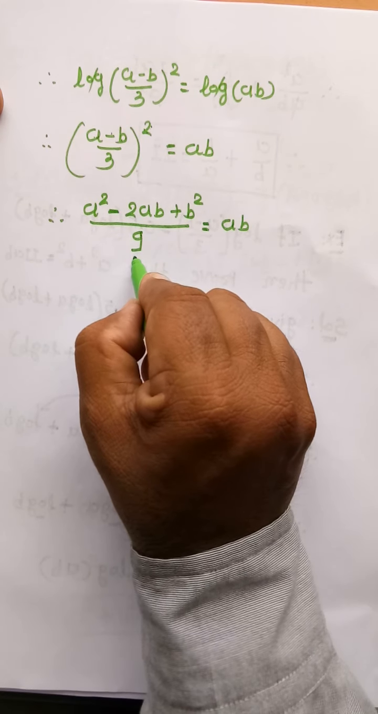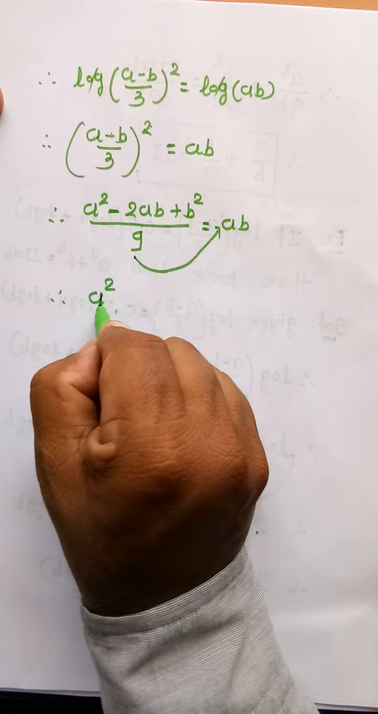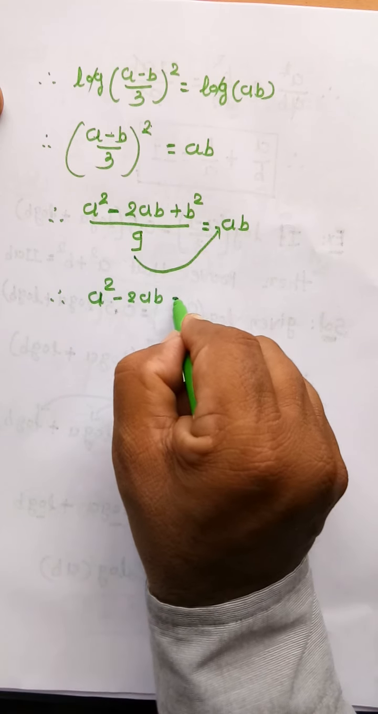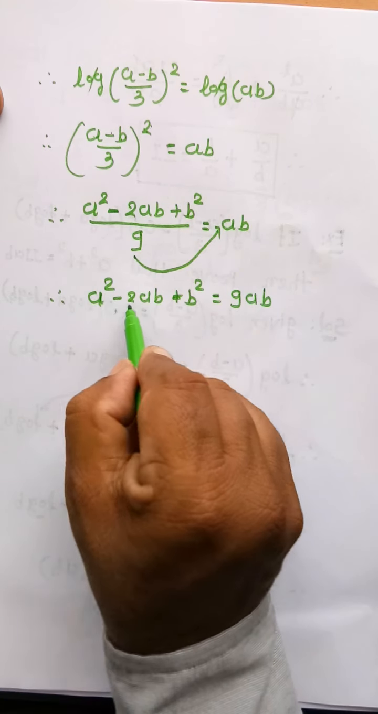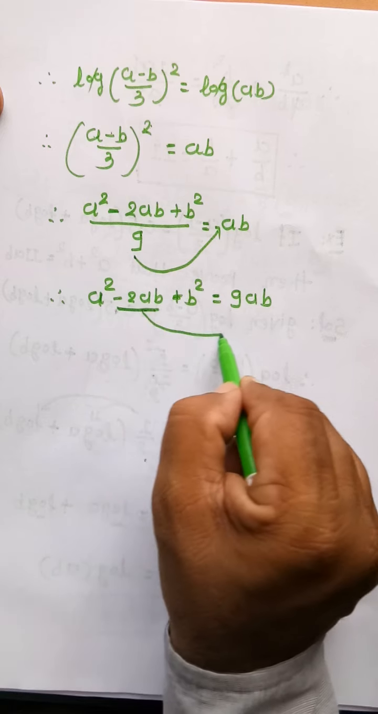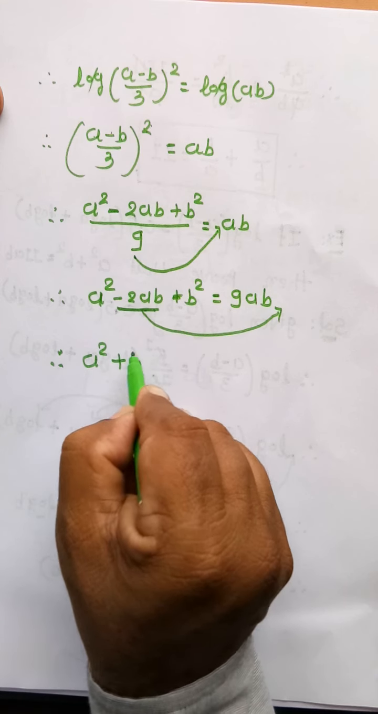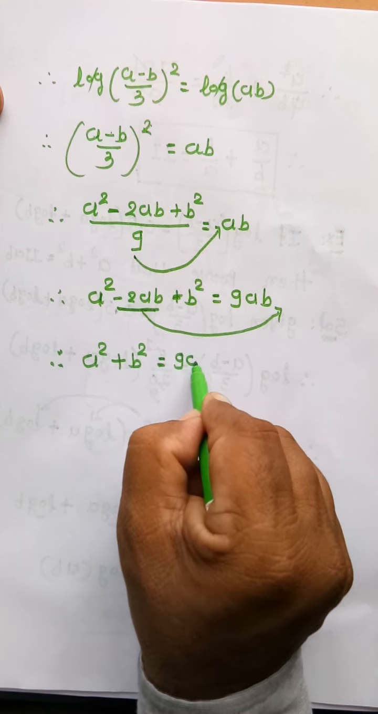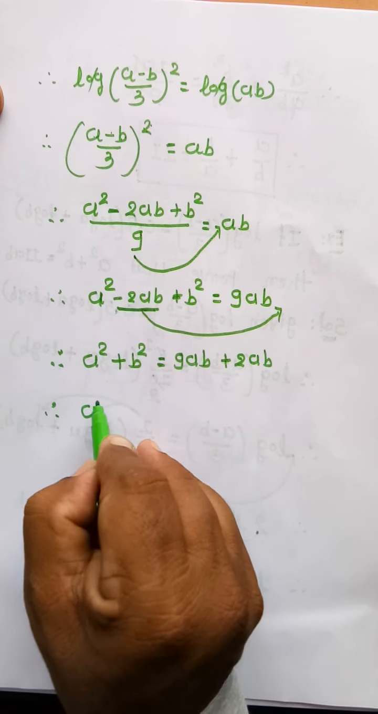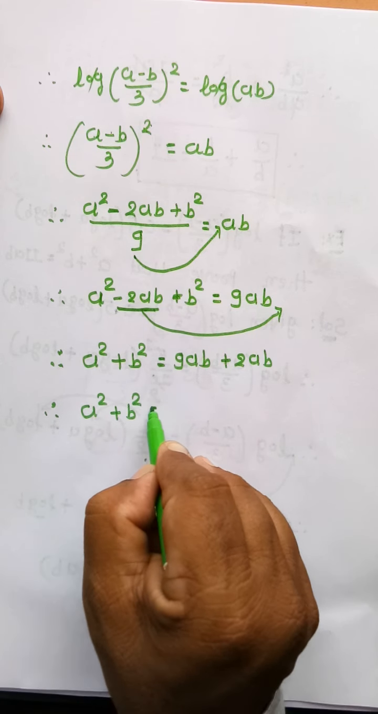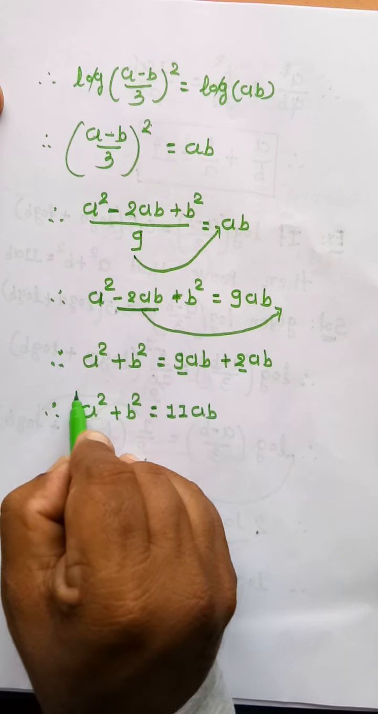Now 9 is divide, then other side goes to multiplication, so a square minus 2ab plus b square is equal to 9ab. Now here 2ab is minus, then goes to other side as plus, so a square plus b square is equal to 9ab plus 2ab. So a square plus b square is equal to 9 plus 2, that is 11ab. Hence proved.